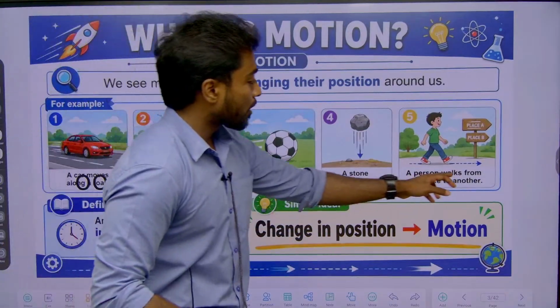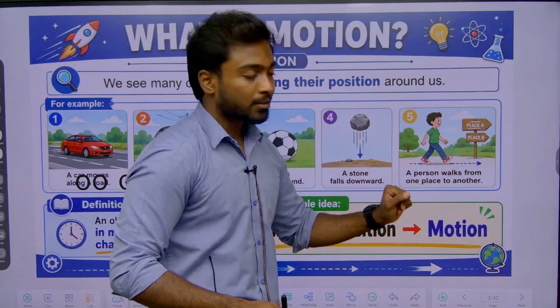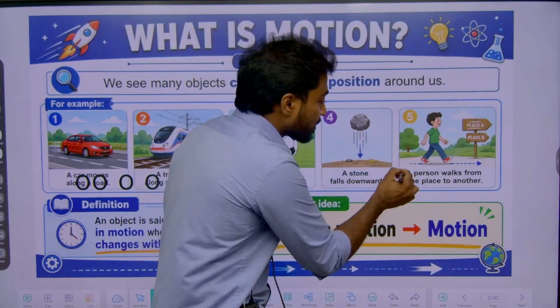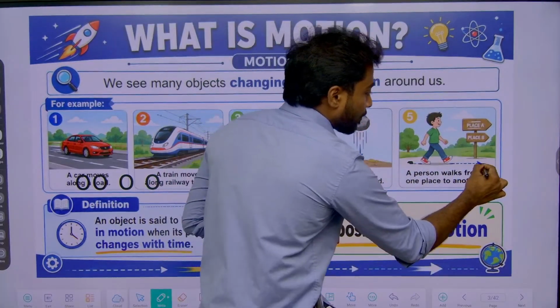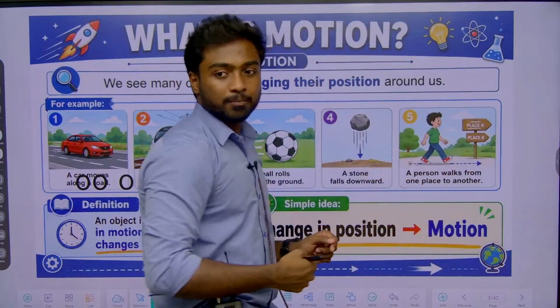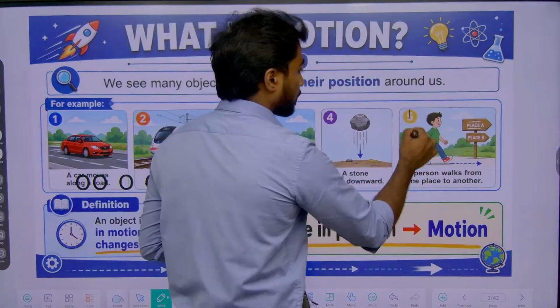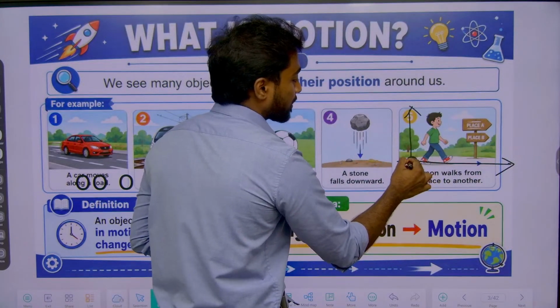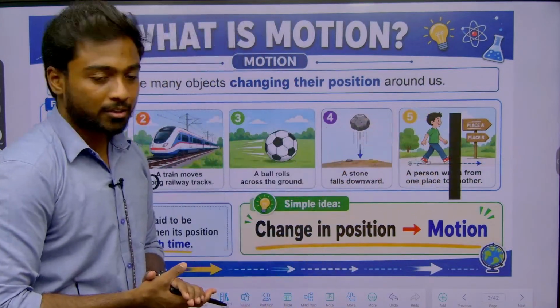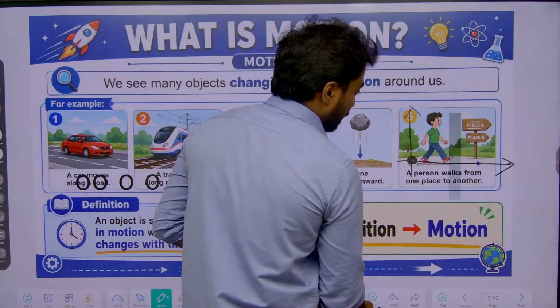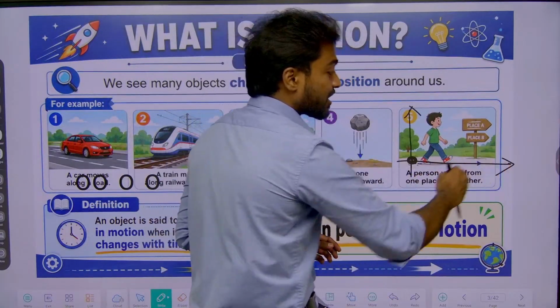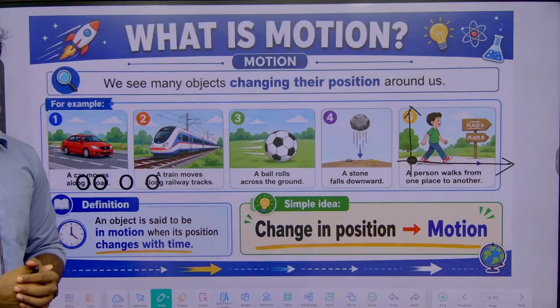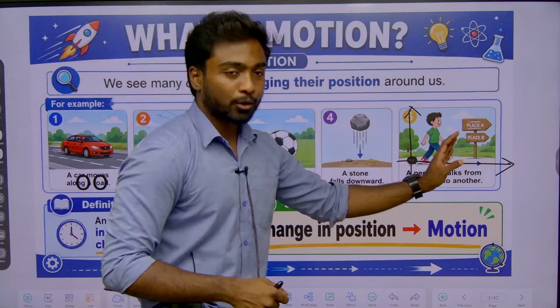A person walks from one place to another. Initially the position was here, and when he walks, the position changes. Considering the x axis and y axis, let me take the person at the origin. When he starts walking, he changes his position with respect to the origin. That is the case we are talking about here.